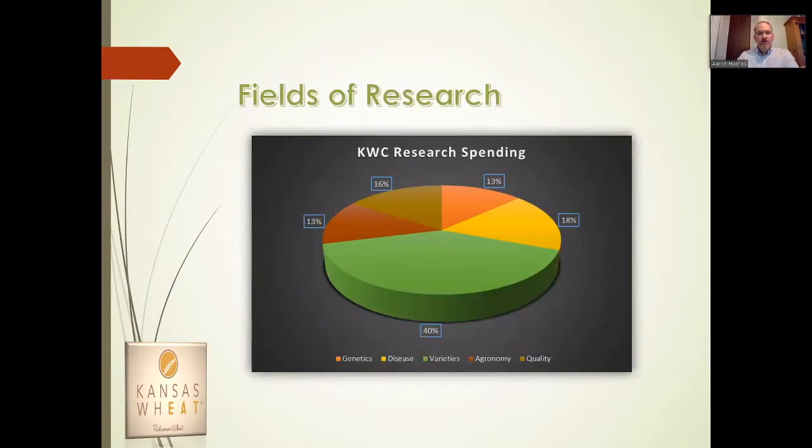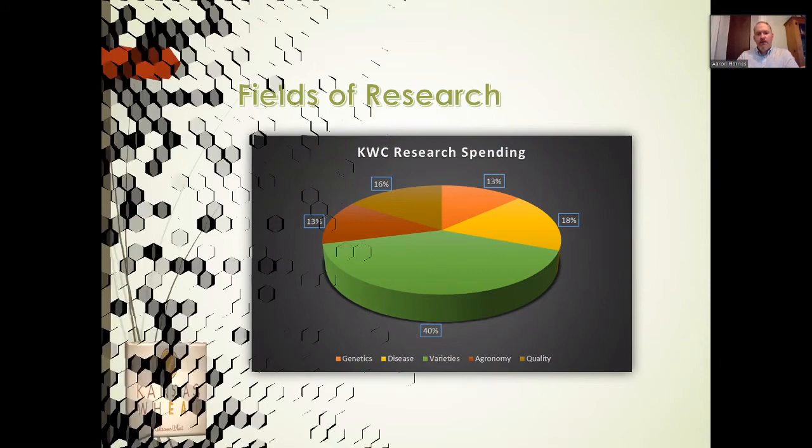So we spend from the checkoff dollars about $1.2 to $1.3 million every year on research. The core of that is, again, variety development, about 40%, but then it's evenly split between genetics, disease, agronomics, and quality. So we try to get everything that ties into the core wheat breeding program that benefits the public breeding program, but also research that benefits a lot of the private breeding programs that are out there.